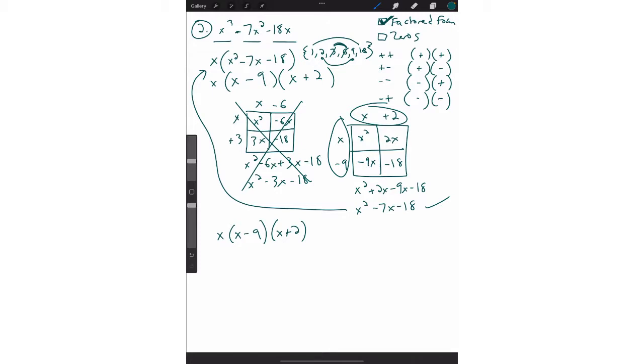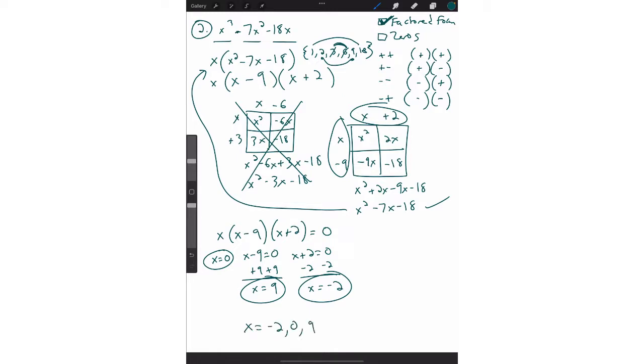So now I want to find the zeros. The way I find the zeros is by setting it all equal to 0. I can say x is equal to 0, x minus 9 is equal to 0, and x plus 2 is equal to 0. If I stopped here, I wouldn't have the answer. I need to make sure to solve. So if I add 9, x is equal to 9, subtract 2, and I get x is equal to negative 2. I could just circle x equals 0, x equals 9, and x equals negative 2. Or I could just write it out: x is equal to negative 2, 0, and 9. Either way, I'd accept either way of completing that. All right, and that's number 2.